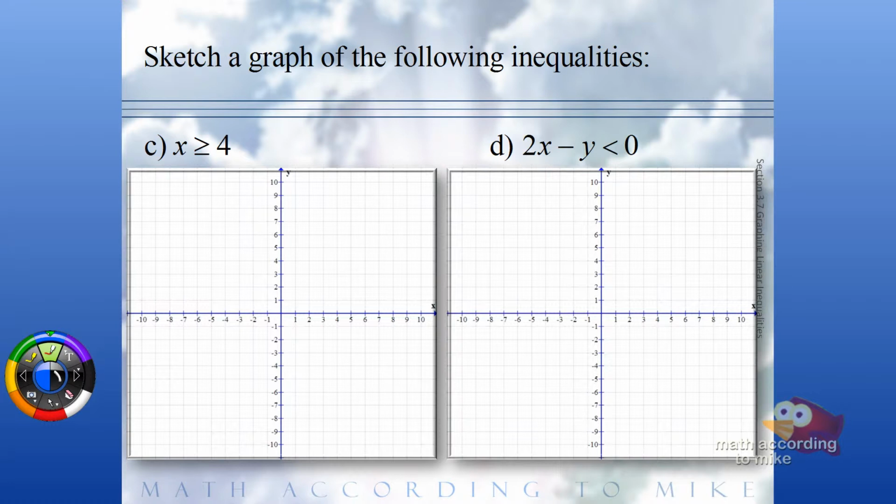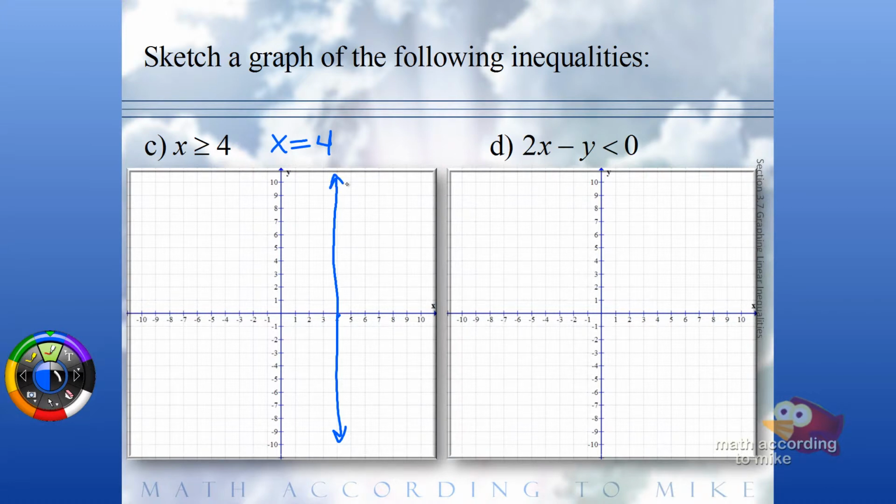Good job, everyone. The next one is the line x equals 4. What type of line is this? Don't say straight. It's vertical. Yes, it's a vertical line. Since we have an equal sign here, we're going to use a solid line.